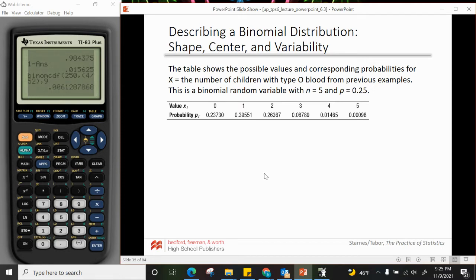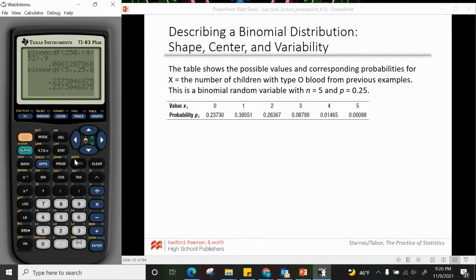Coming back to that type O probability, right? This is just a probability model, right? So the values of x for the binomial distribution, well, it's either 0 kids have it, 1 has type O, 2, 3, 4, or 5. Those are all the options. If you want to build this, I would just go second vars, binomial PDF. Number of trials is 5, comma 0.25, comma 0. Press enter, boom, 0.23.